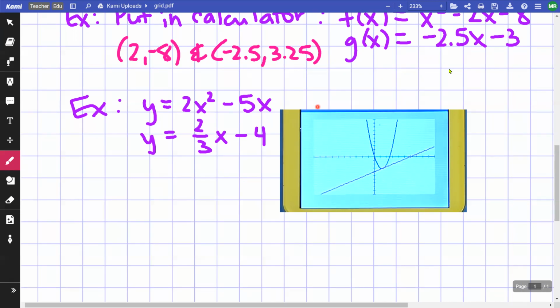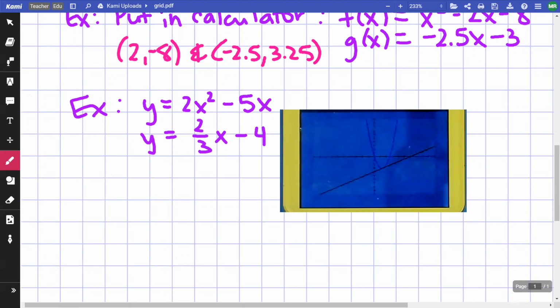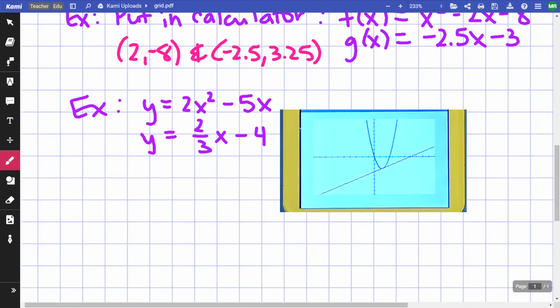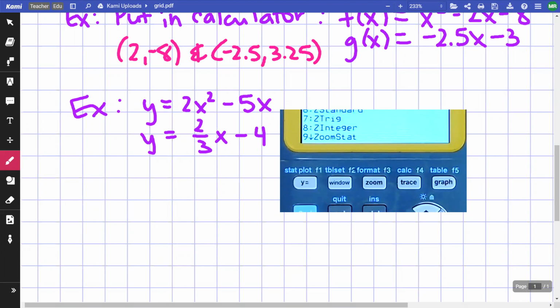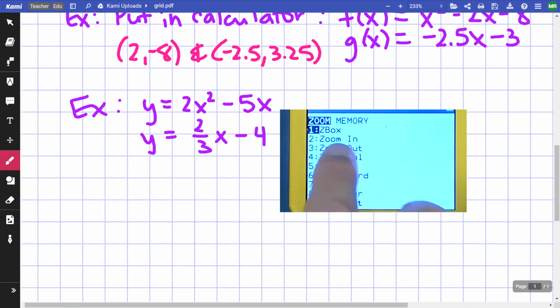So in this example, how many times does it cross? It might appear that it crosses in one spot. Looks like one spot, right? There's a way to kind of zoom in on these. There's a couple of ways. The way I'm going to have it zoom in, let me just refocus this. I am going to go to this zoom button on the calculator, and I'm going to come to zoom box.